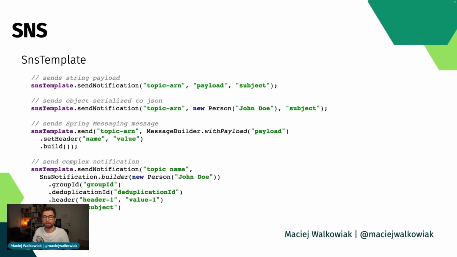And then we have also SNS template for the part of sending messages. So there are multiple very convenient methods that handle automatic serialization. It also works with the Spring messaging interfaces. And also we've added a new method for sending complex notifications where you have this nice API, like a fluent interface, that auto-completes for you. And this is especially important for sending messages to first-in, first-out topics where you have to provide a group ID, where you have to provide a deduplication ID.